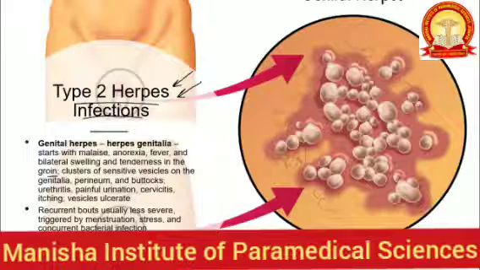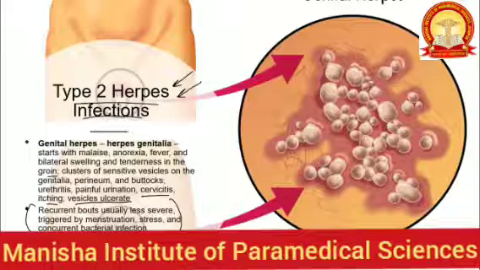Urethritis, painful urination, cervicitis, itching, vesicles ulcerate. Recurring bouts are usually less severe, triggered by menstruation, stress, and concurrent bacterial infection. All these things are much more common during the recurrent infection phase. But in the primary infection phase, it's directly very painful, and it's very shameful for social conventions as well.